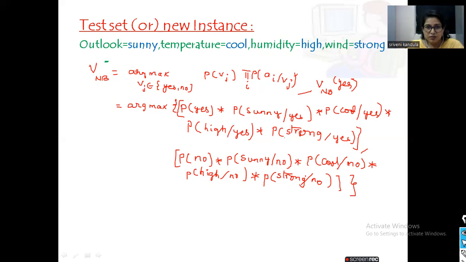Like this part, VNB of S you can do separately and VNB of no also we can do separately. That I will show in the next problem. In this problem we will do it in a single stretch so that you will have an idea of the argmax. So this is VNB of no. Let us just substitute the values.